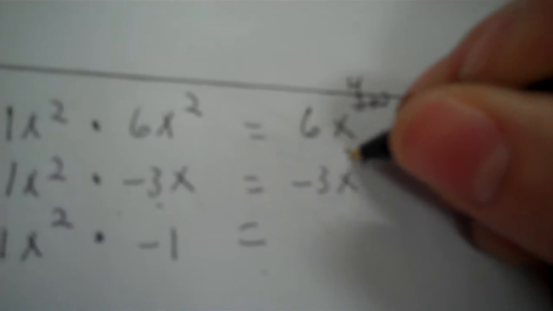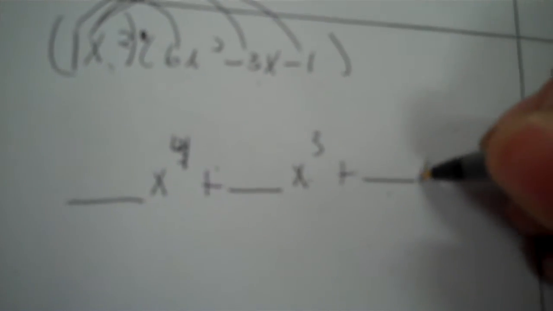This would be a 2, and this would be a 1. So it's 2 plus 1, which is 3. So it's negative 3x to the third. Then 1 times negative 1 is negative 1. Now this is my only x I have, and I just put it down with its second power. Okay, so the highest exponent I reached was x to the fourth.